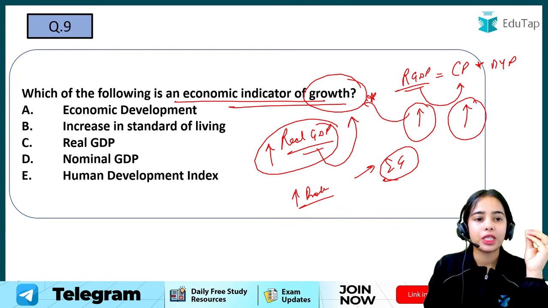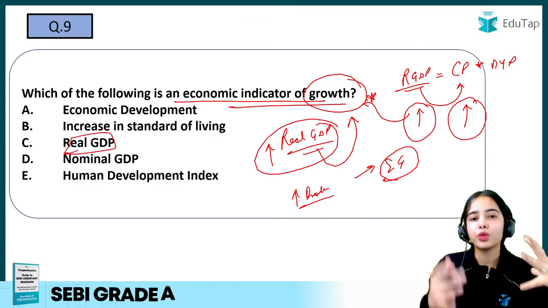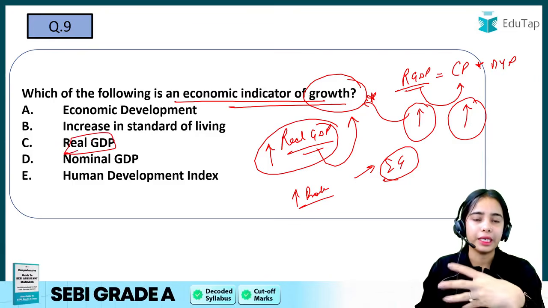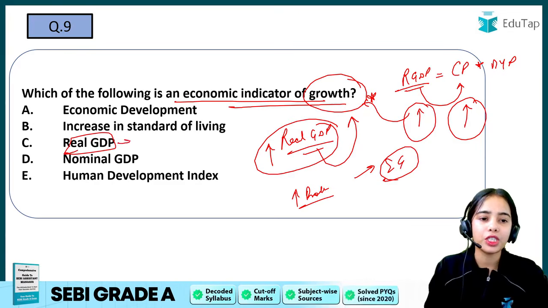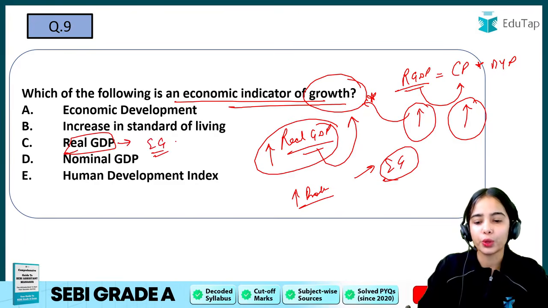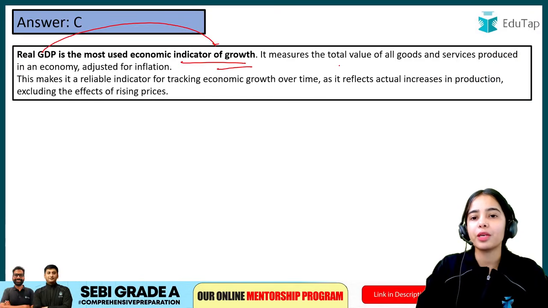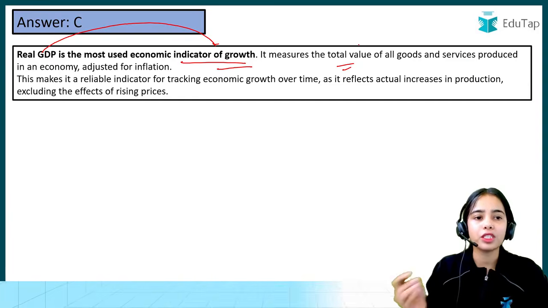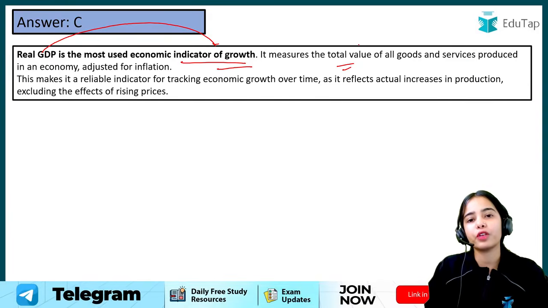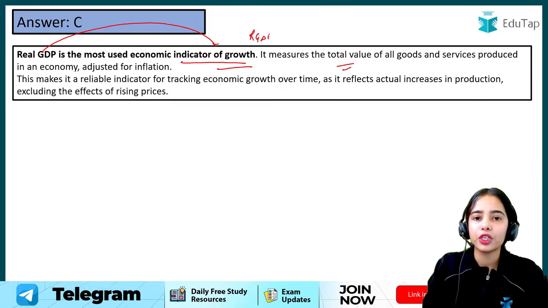Okay. So the real GDP is considered a good economic indicator of growth in the country. Real GDP is the most used economic indicator of growth. It measures the total value of goods and services produced in an economy adjusted for inflation. So real GDP is seen through the current production multiplied by the base year prices.